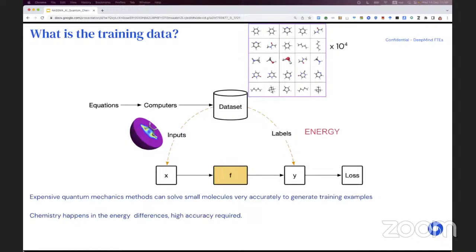So with that, we've built a data set of 10,000 molecules, taking into account data augmentation. So this is not 10,000 different molecules. It's not a very large data set from the machine learning point of view, but we use that as a training set for our model. And then we compute the loss as the difference between the target energy and the predicted energy.